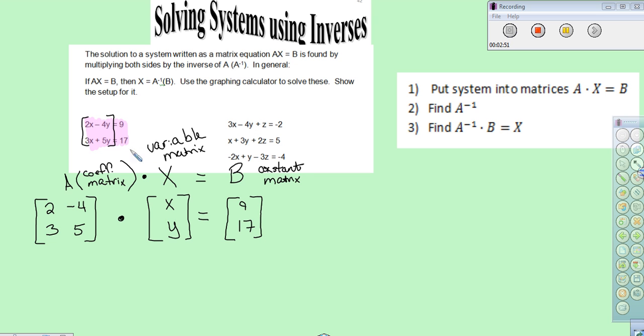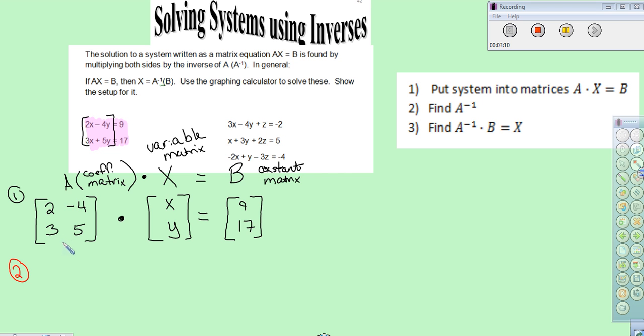So that's essentially step number one. We're done with step number one, which is just taking it from the system and identifying our A, our X, and our B. Step number two is to find A inverse. We're given our matrix A right here.